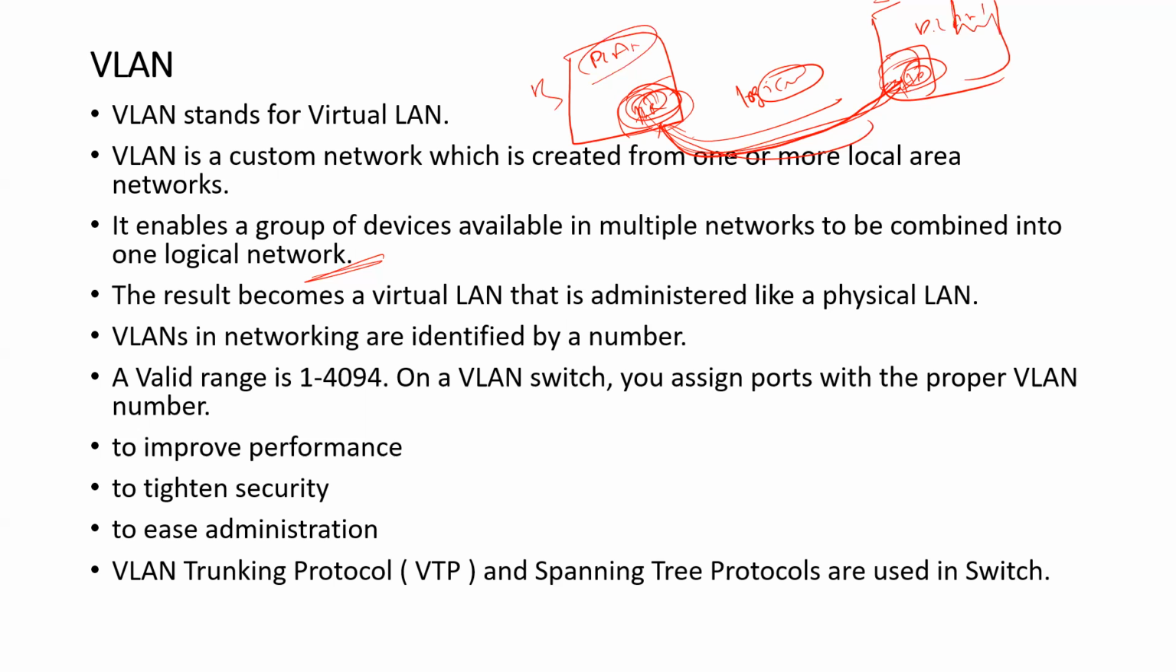These VLANs are identified by number. So VLAN 1, VLAN 2, something like that. We have the VLAN range starting from 1 to 4094.